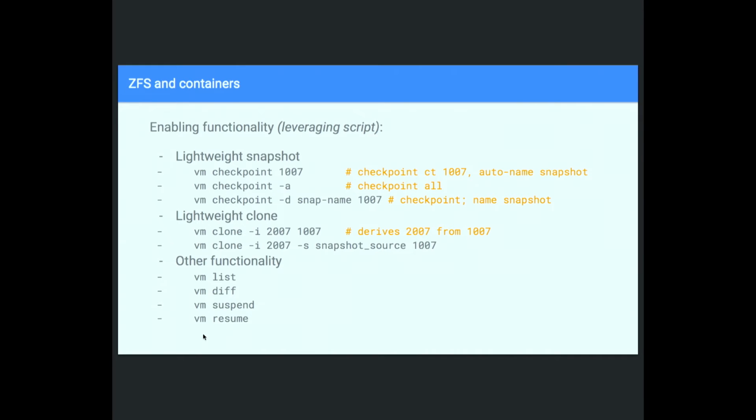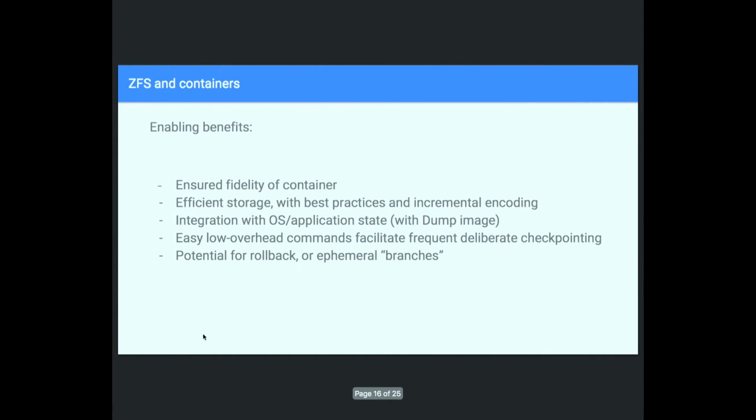automatically snapshot your state, and you can choose to snapshot every container that's running, every data set you've got. Choose a particular container to derive a clone from. Suppose you have your 1007 and you want to derive 2007, your intermediate container. This functionality can be built over time, but these are some example commands. You can also see what's differing locally versus your last snapshot, and suspend and resume.